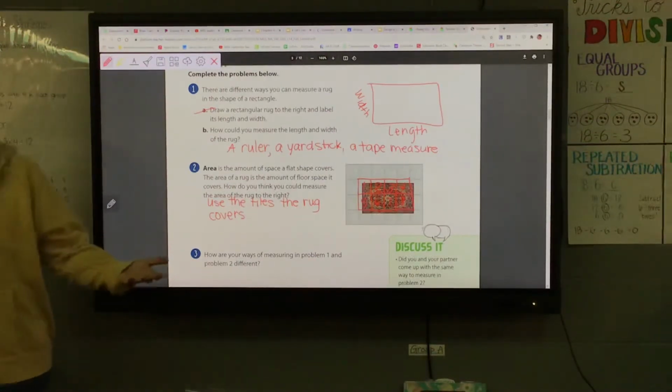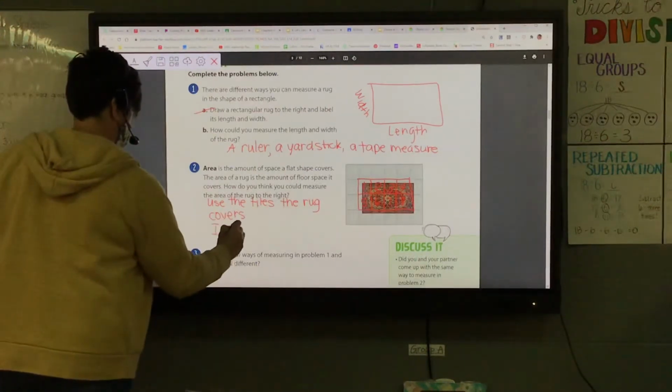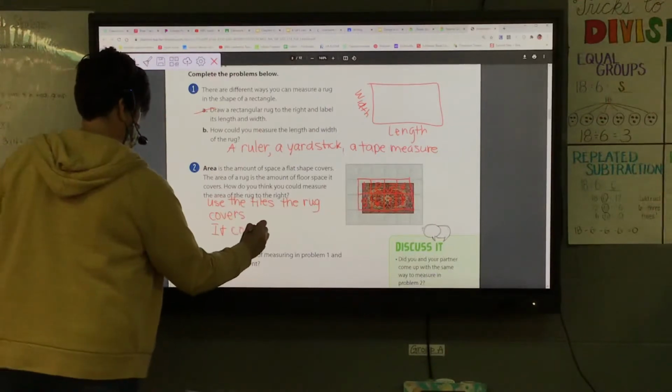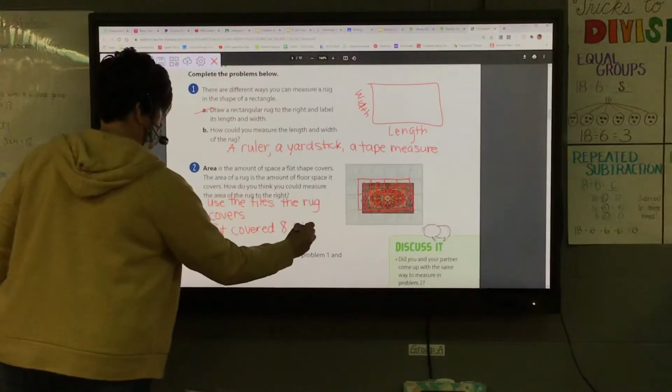And it covered how many? 8. So it covered 8 what? Tiles. 8 tiles.